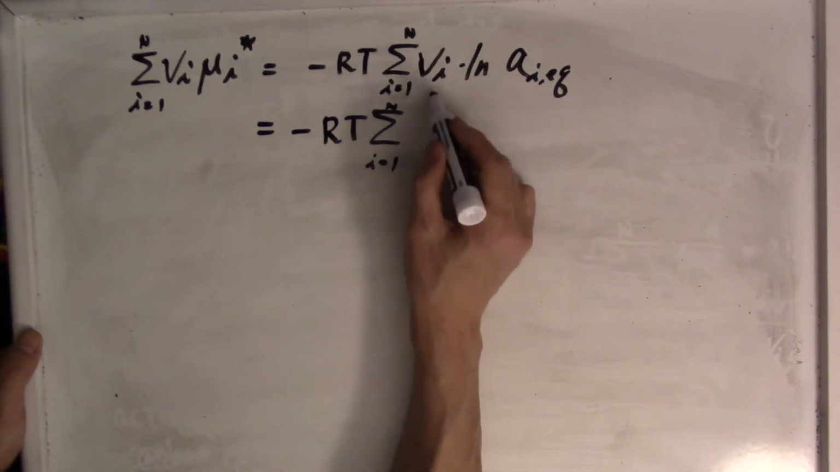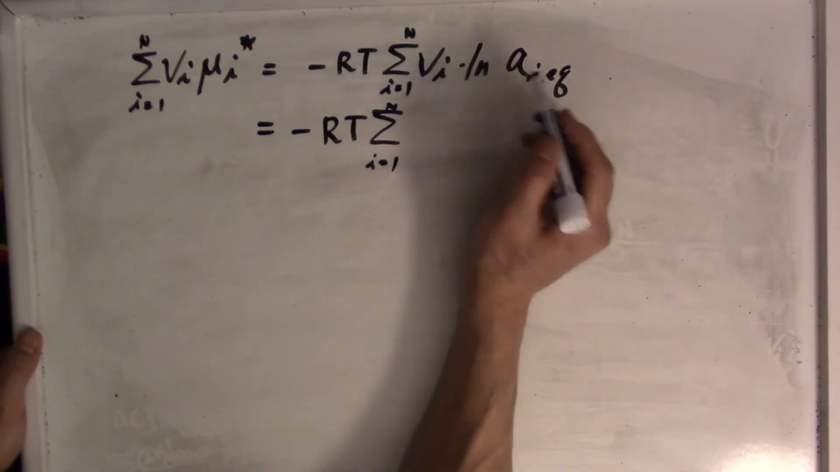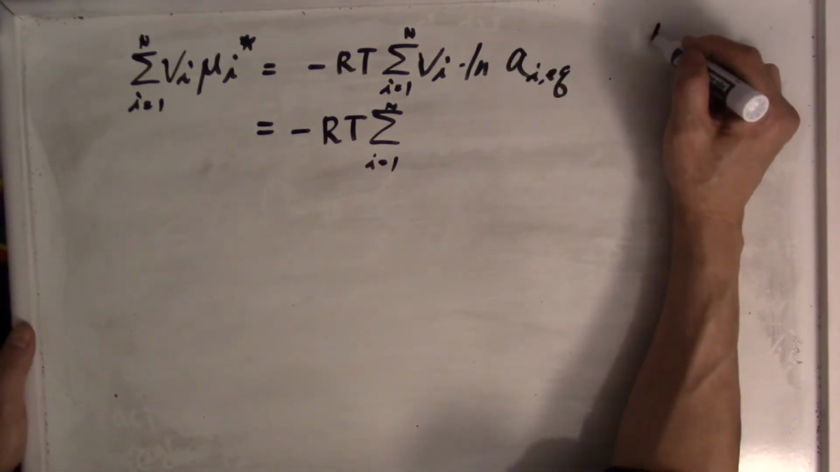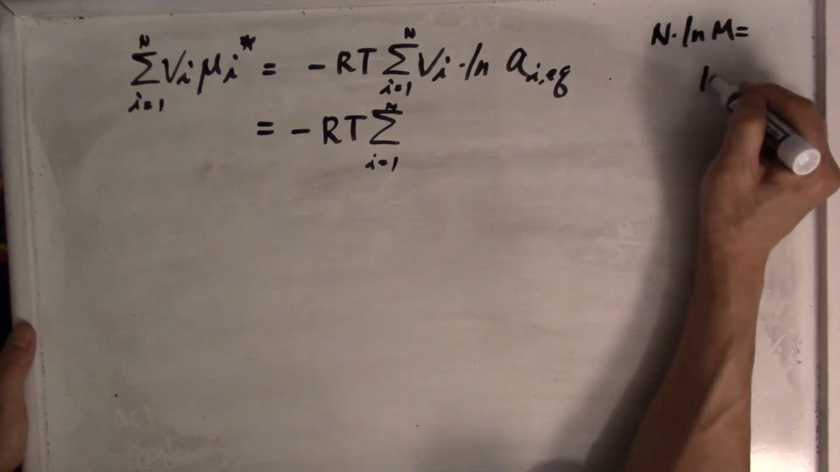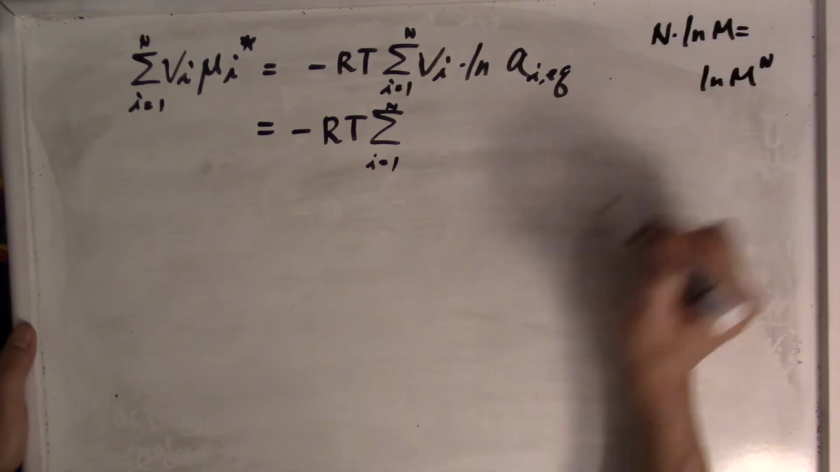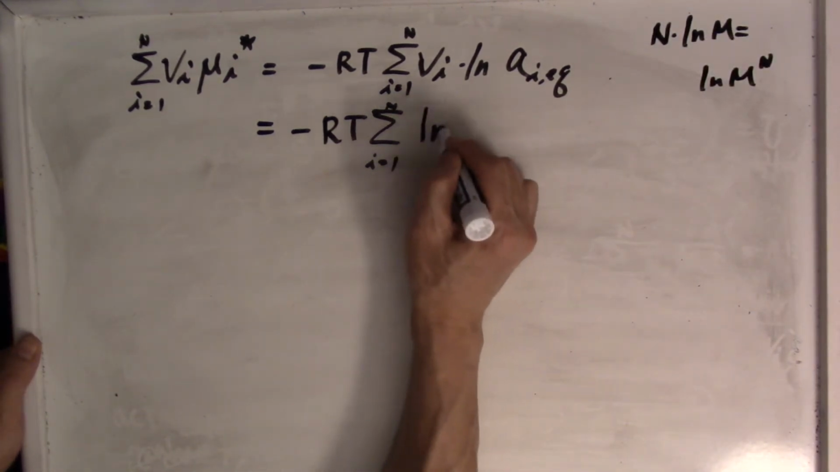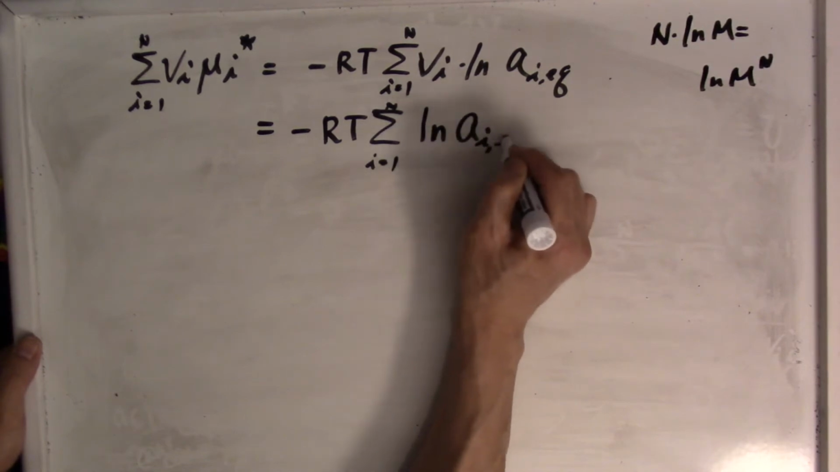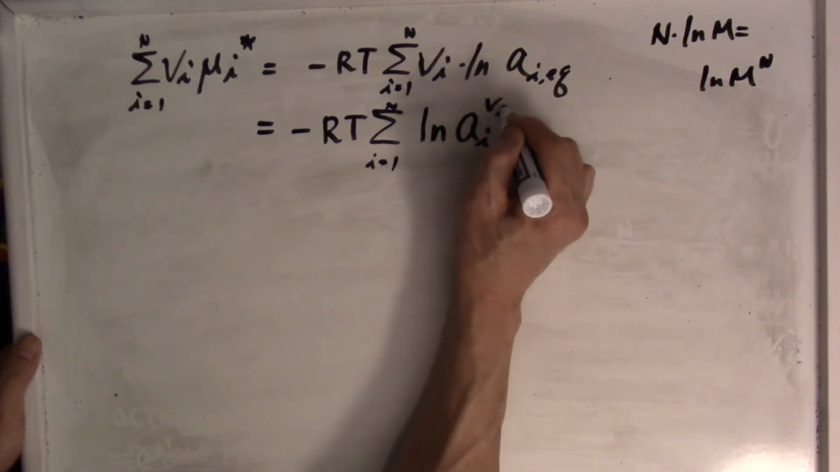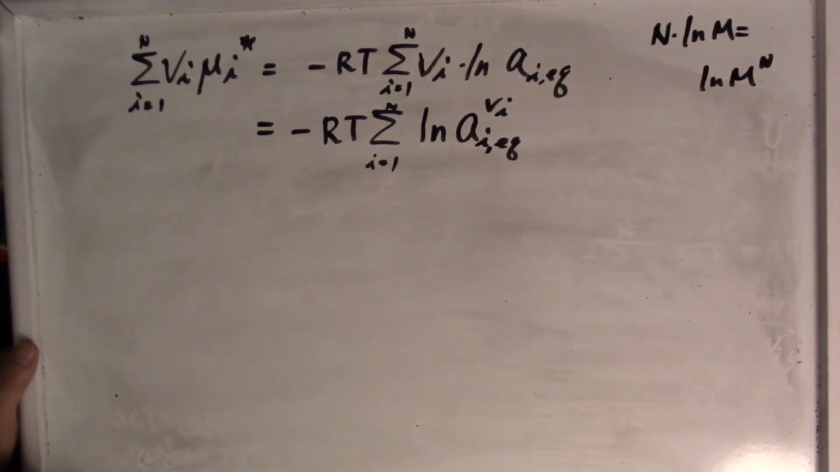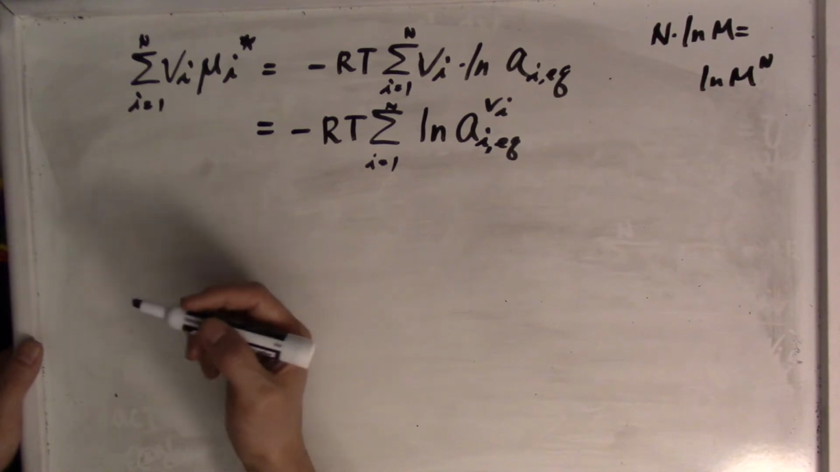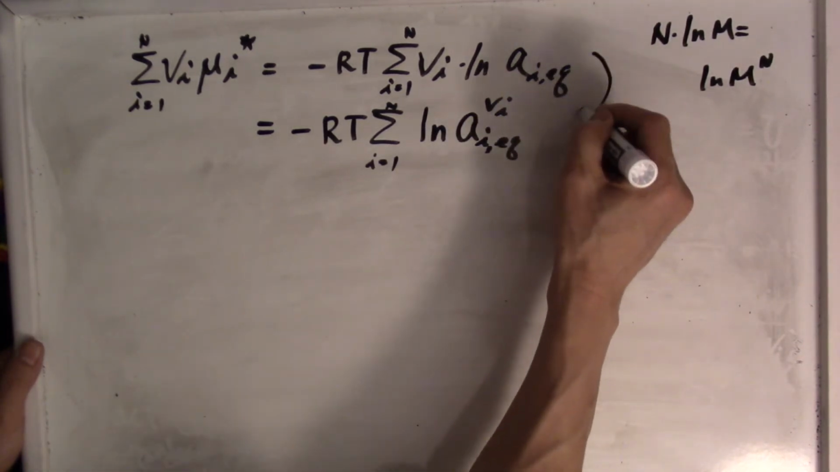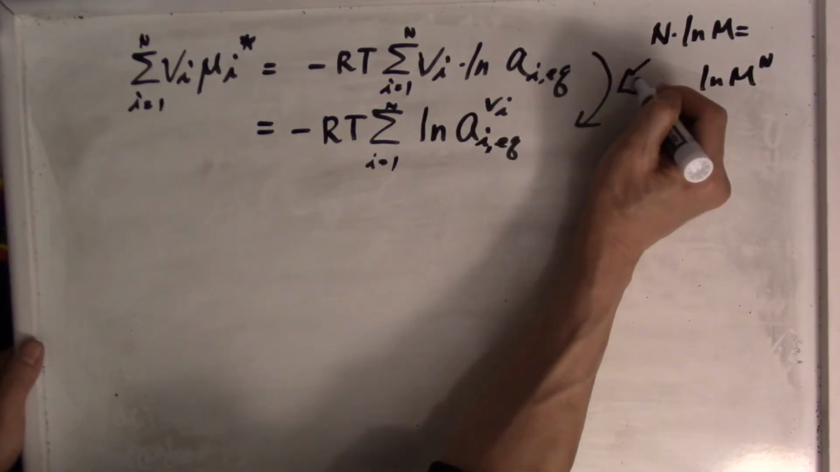And then this is the stoichiometry times natural log. Remember, n times the natural log of m is equal to the natural log of m to the nth. So we can use the natural log of a_i at equilibrium to the stoichiometry, or in this case, nu_i, which is fine.